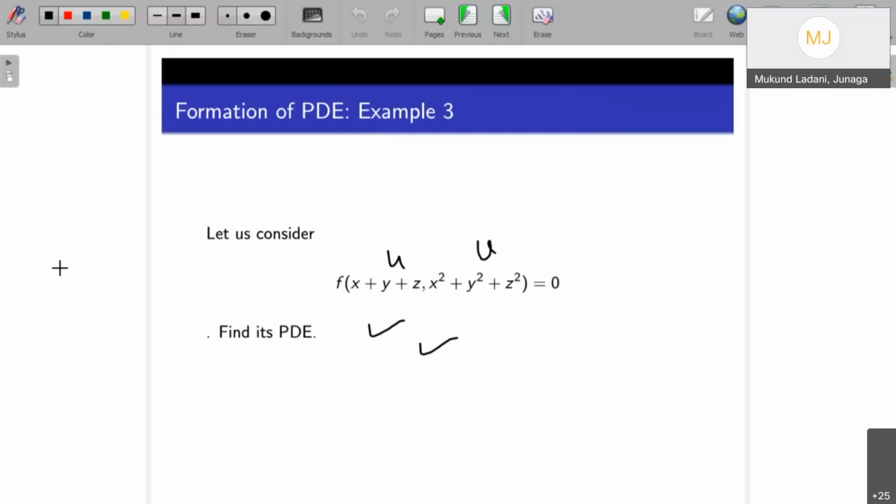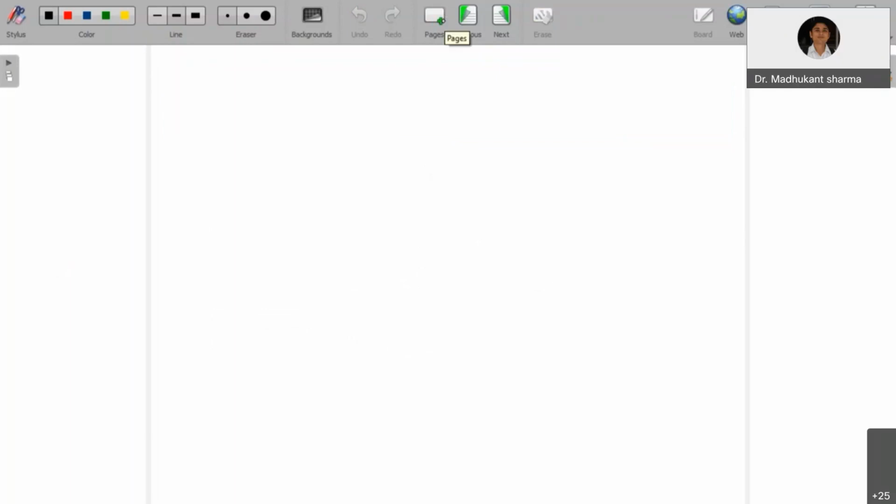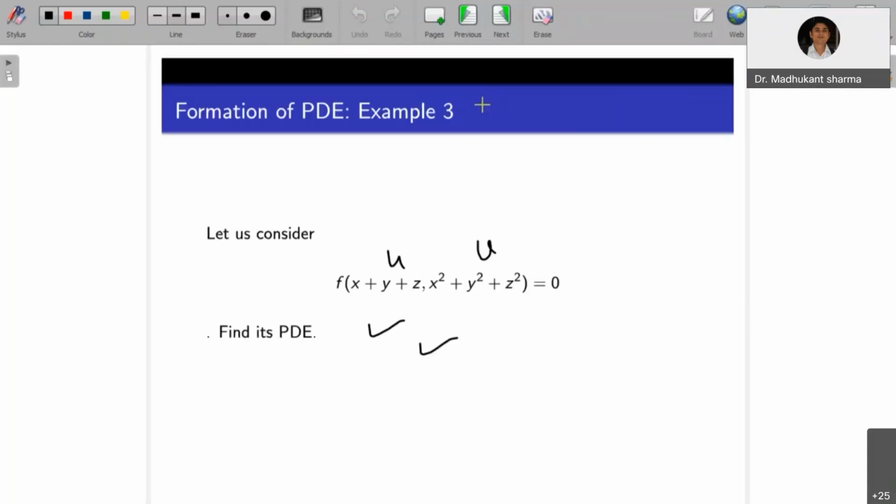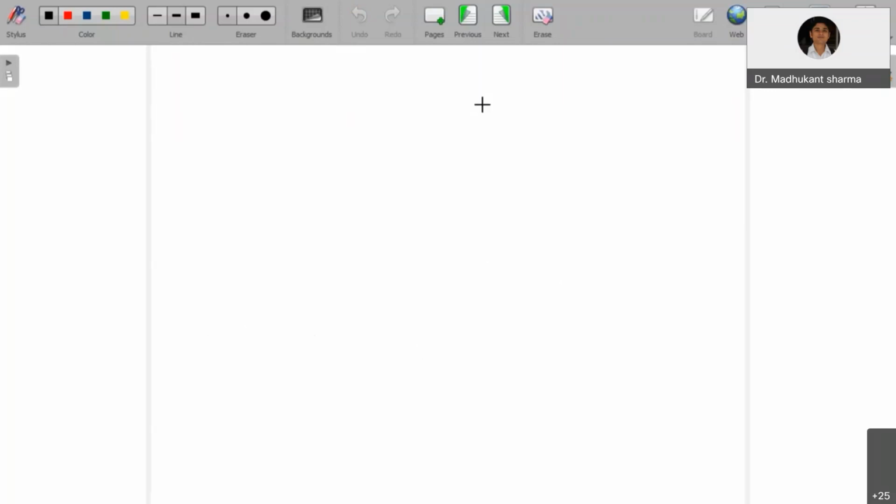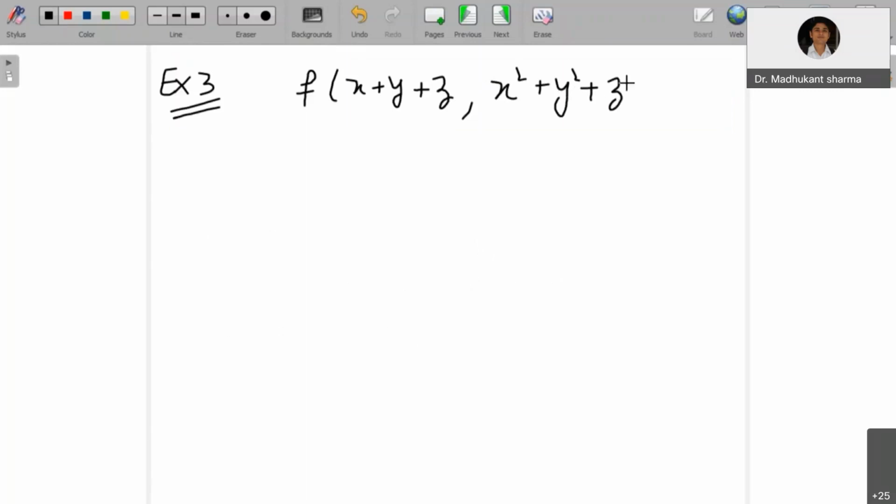This is a similar problem to what we have discussed, in a theoretical way. The word Lagrange has not come so far. You want to get the corresponding PDE for this problem: f of x plus y plus z, comma, x square plus y square plus z square equals to 0. So you want to find this associated PDE.